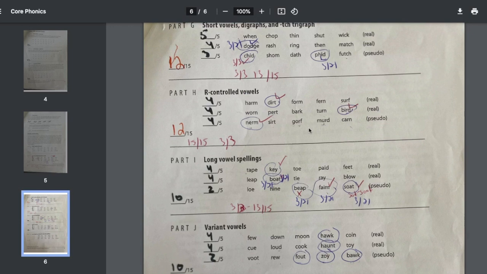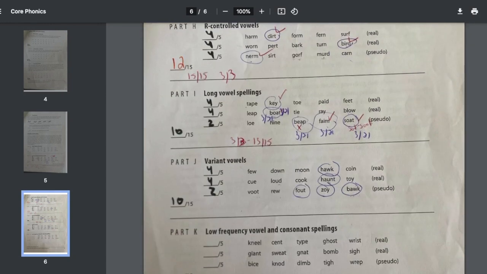And then part H, she scored within the strategic range once again for our controlled vowels. For dirt and bird, she was unsure of the IR sound. And then for NERM, she also did not read the ER correctly. But if you notice here, there are some other words where she was able to get those patterns. So just really important to make note of that so that we incorporate those patterns within her review.